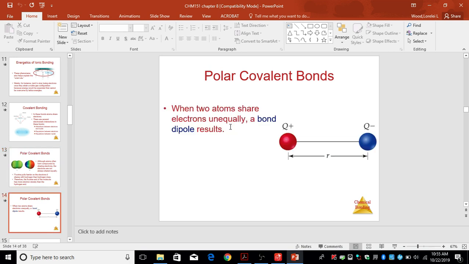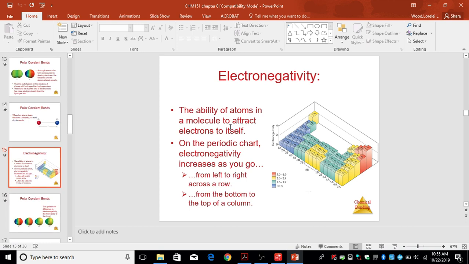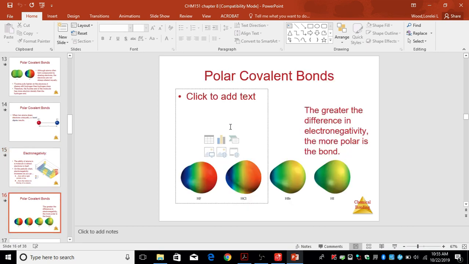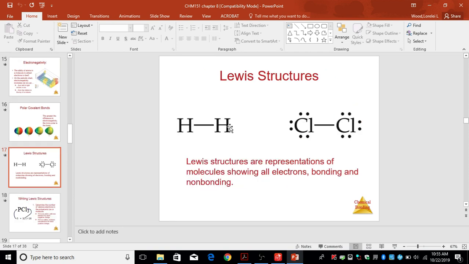All right, so it's called a bond dipole. That's different than a polar molecule. It is a dipole based on a bond, and a bond is between two elements in a compound. We're going to talk about molecular polarity in the next lecture. So there's our trend in electronegativity that we've already discussed, and polar covalent bonds.